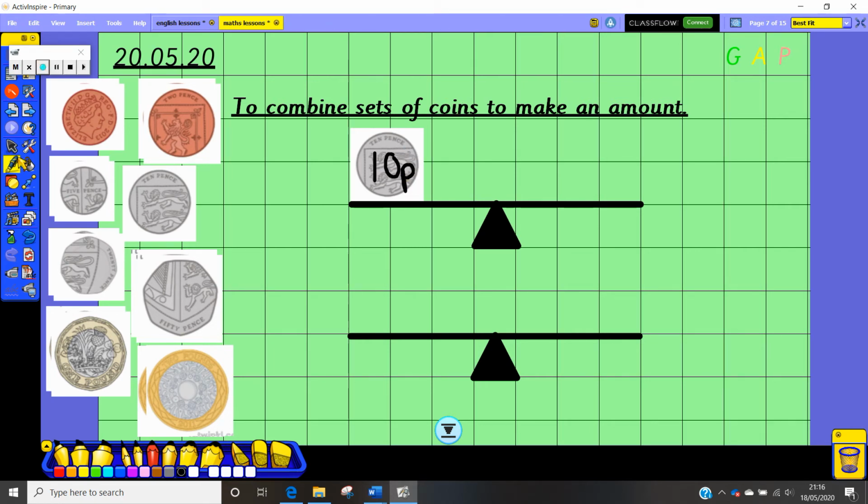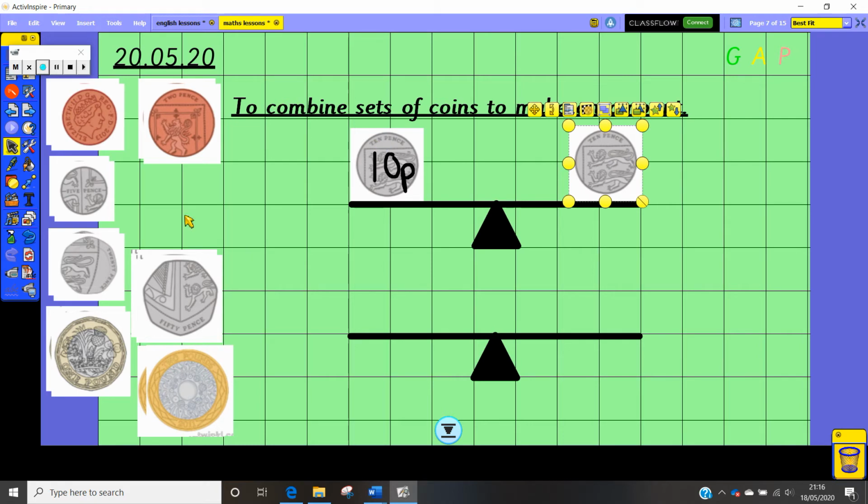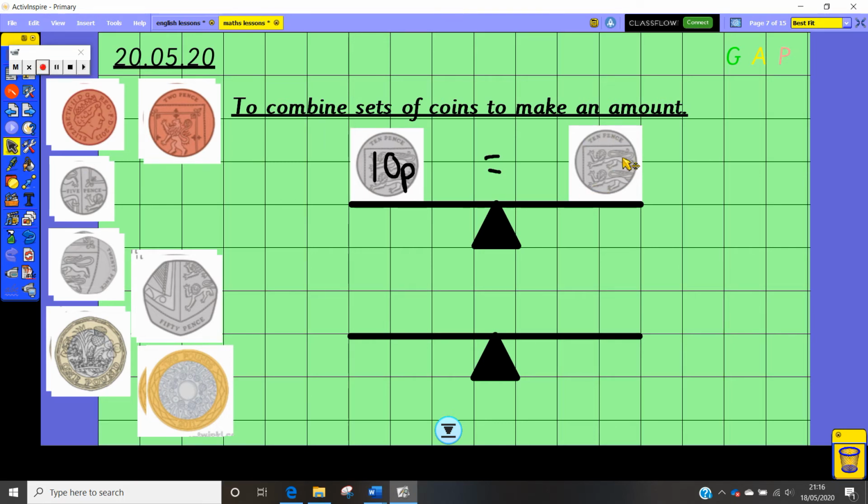Now we can balance the scale by putting another 10 pence on the other side, and they would then be equal. However, we're going to make it a little bit more tricky than that. We're not just going to put the same coin on the side, we're going to put a different coin. So which different combinations of coins could I use for my scale to balance? So I need to make 10p over here.